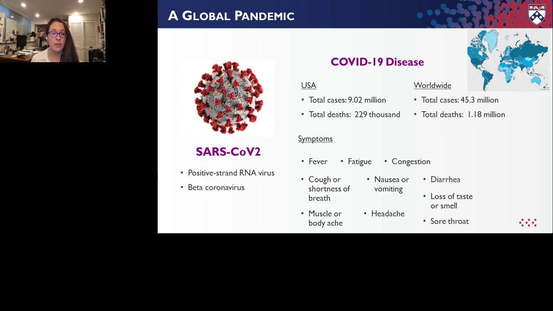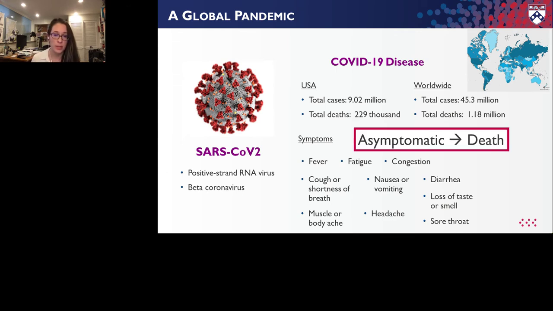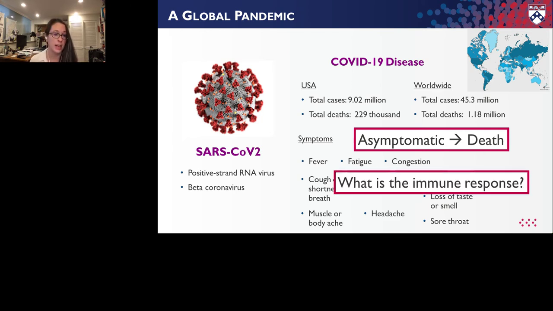This disease can have a wide range of symptoms, including some of the ones listed here. But what we now appreciate is that individuals infected with SARS-CoV-2 can lie anywhere on this spectrum, from having absolutely no symptoms at all to very severe symptoms culminating in death. We wanted to understand what the immune response to this viral infection is.